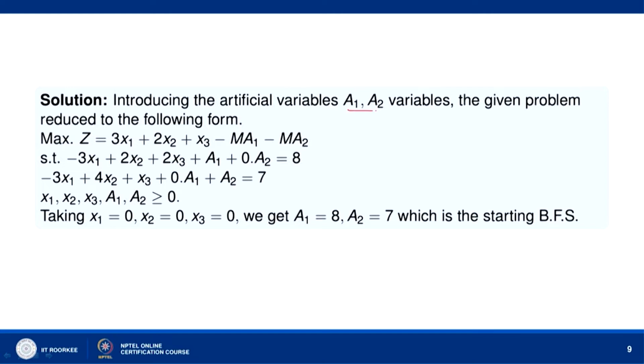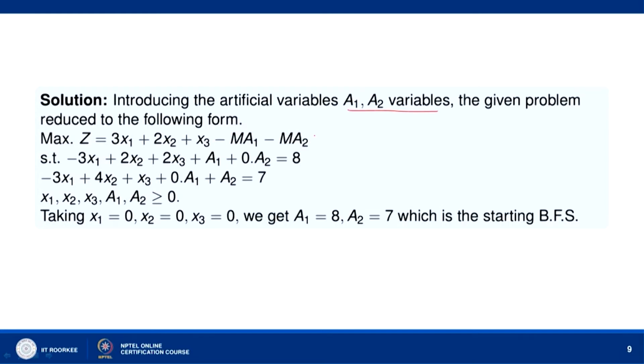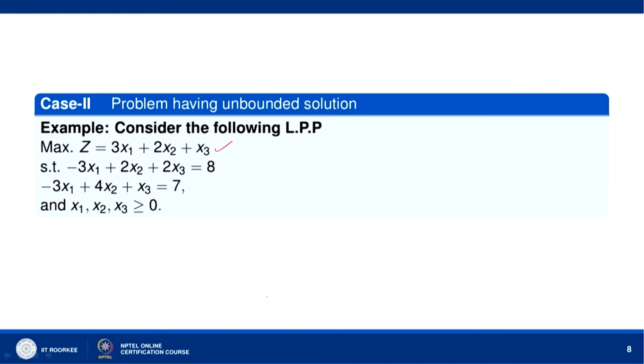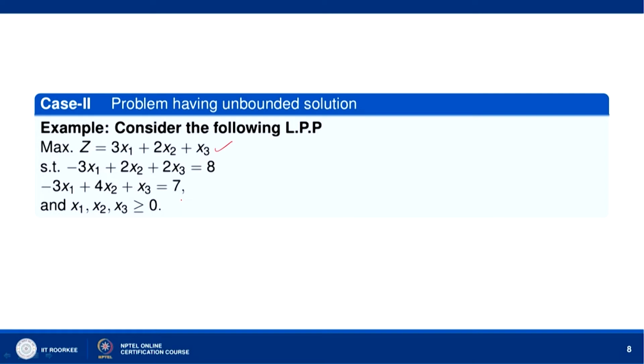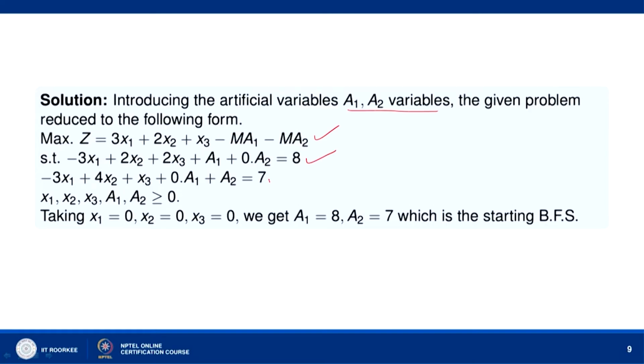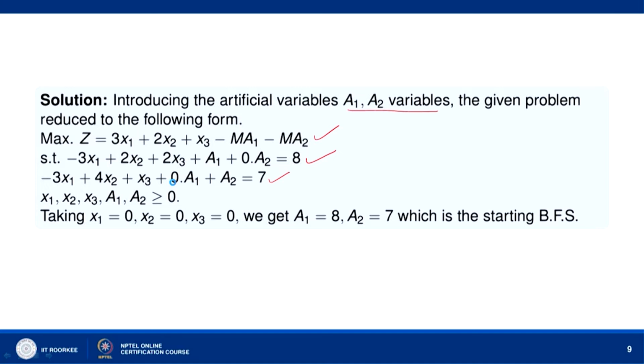So, we will select two artificial variables A1, A2 to convert this to the standard form. So, Z equal to 3x1 plus 2x2 plus x3 minus mA1 minus mA2, okay. And we have minus 3x1 plus 2x2 plus 2x3, and then we have A1 plus 0A2 equal to 8, okay. And minus 3x1 plus 4x2 plus x3 plus 0A1 plus A2 equal to 7, okay. So, x1, x2, x3 and A1, A2 greater than or equal to 0.